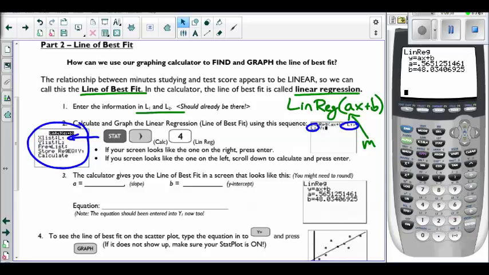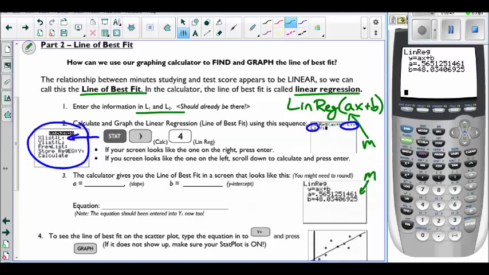That gives us the equation, or at least it gives us the numbers for the equation. Our slope is the A. Like I said before, A really is the same thing as M. I'm going to round that to the hundredths place. I'm going to say that's 0.57. And my B, or y-intercept, is this 48.03. I'm actually just going to call that 48.0. So my equation is y equals mx plus b, y equals 0.57x plus 48.0.